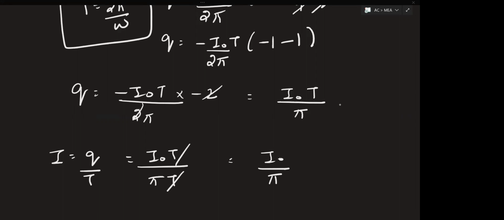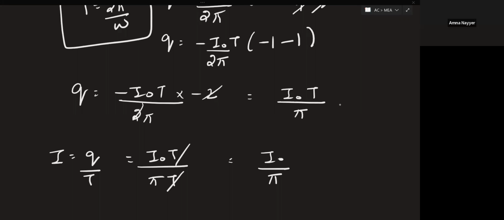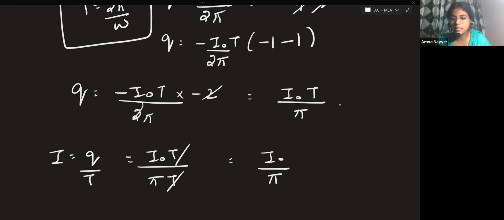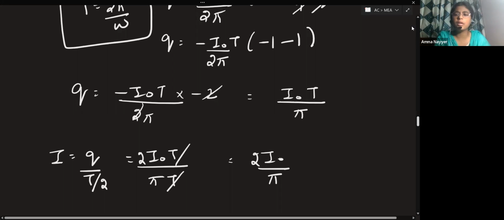One more thing, class. See, 2 will also come over here. The time period will not be only T here, 2 will also be here. So it is T divided by 2, because we are finding out the value over a half cycle. So we will not neglect this 2. So 2 I naught by pi, if you write till that point, it's right.